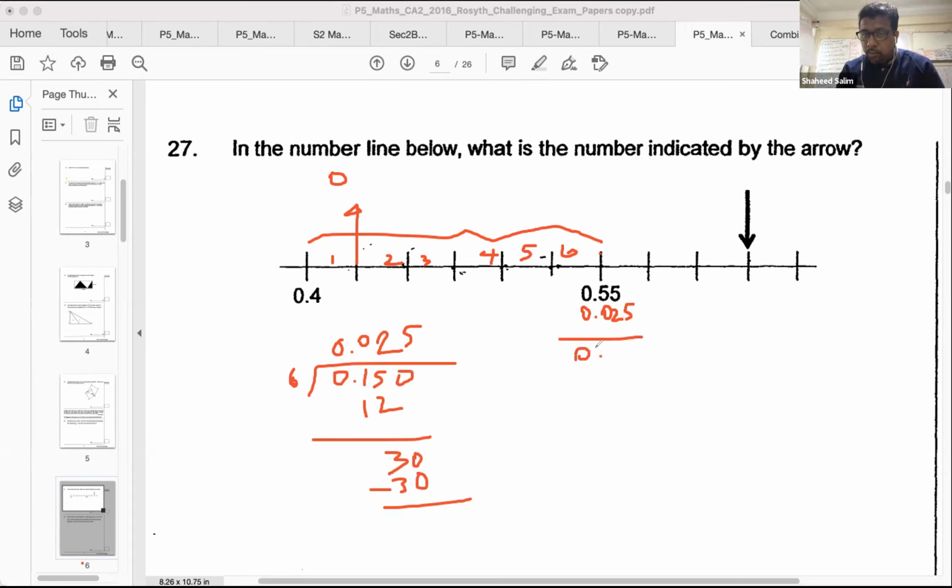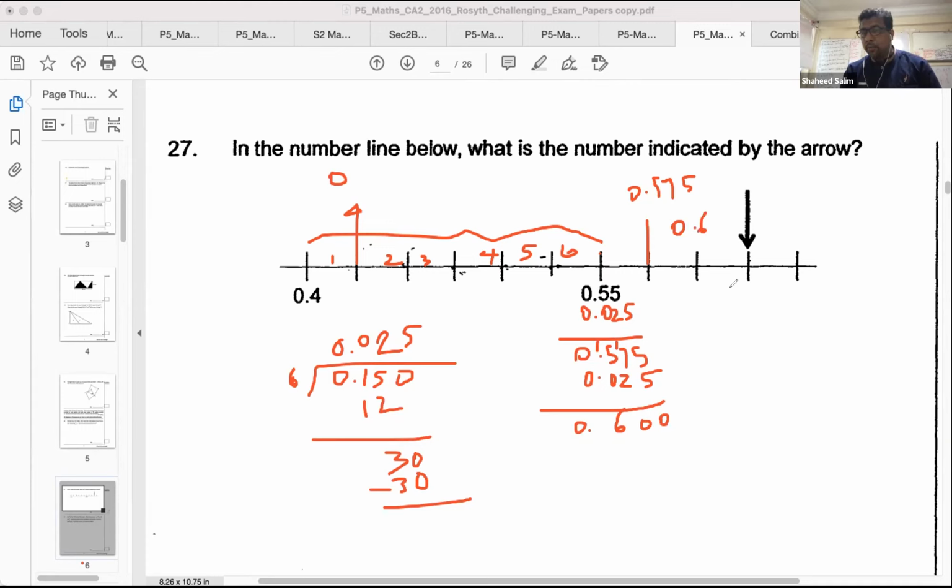So down here is 0.575. Then you add another 0.025. What do you get? 0.6 that you get. 5 plus 5 is 10. Carry 1. Okay, carry 1. 1 plus 7 plus 2 is 10. Carry 1. 0.600, but you write it as 0.6.